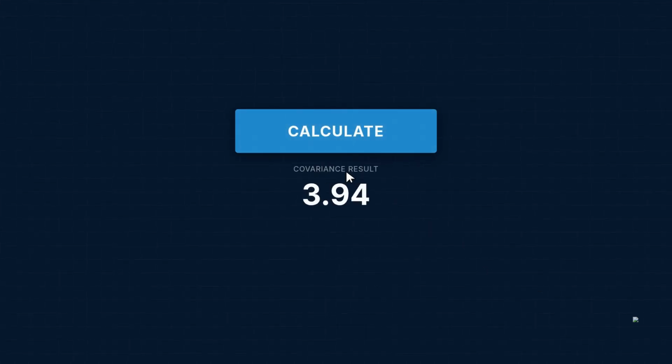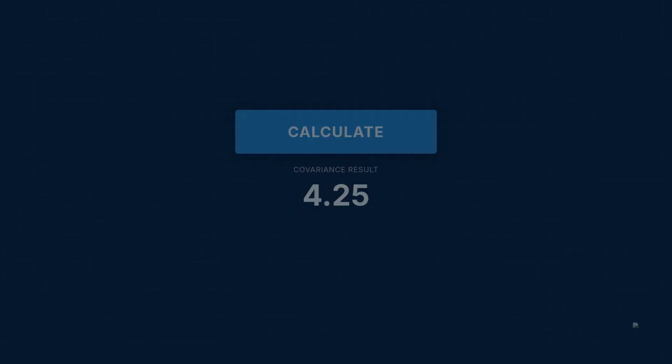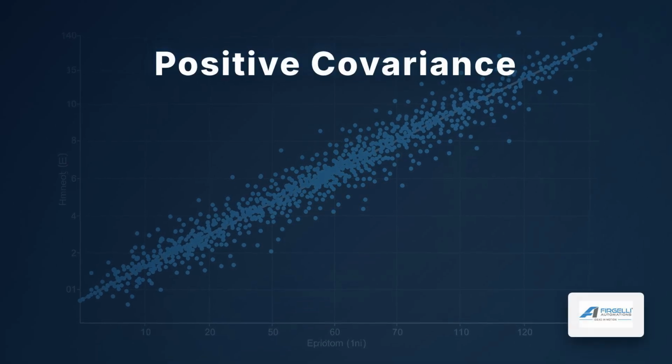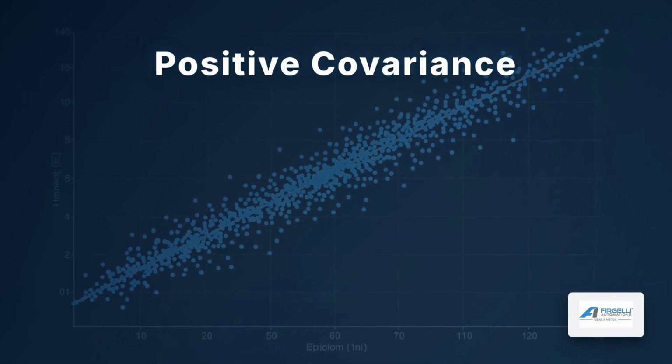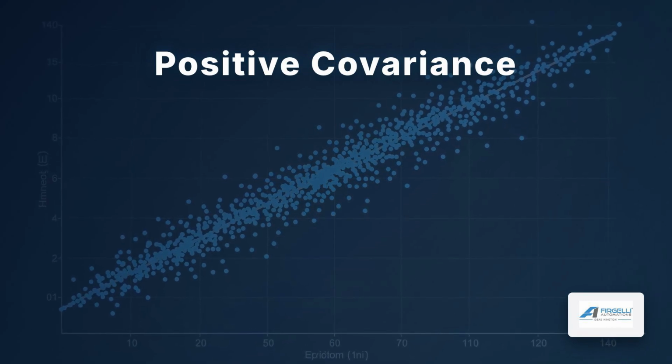The calculator returns the covariance value, which indicates how the 2 variables change together. A positive covariance means the variables tend to increase together, while a negative covariance indicates one increases as the other decreases. The magnitude tells you the strength of this relationship.